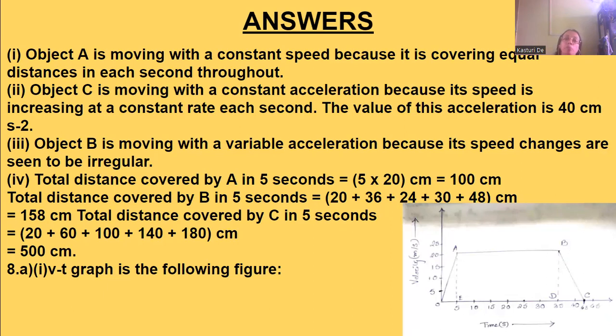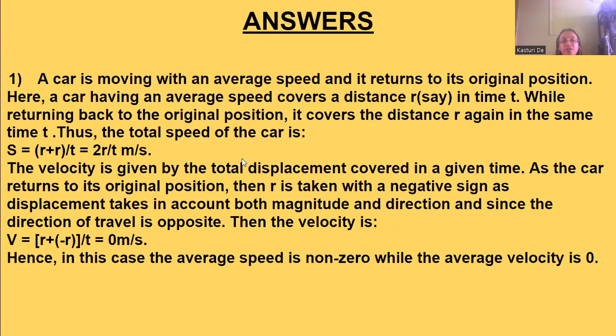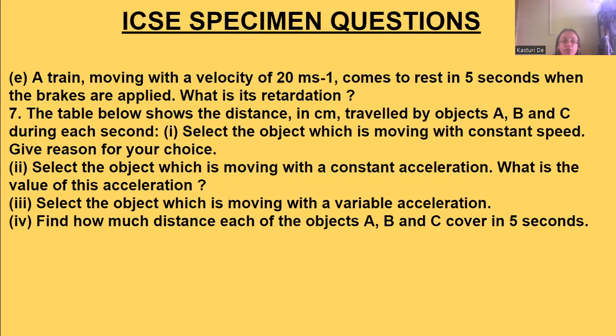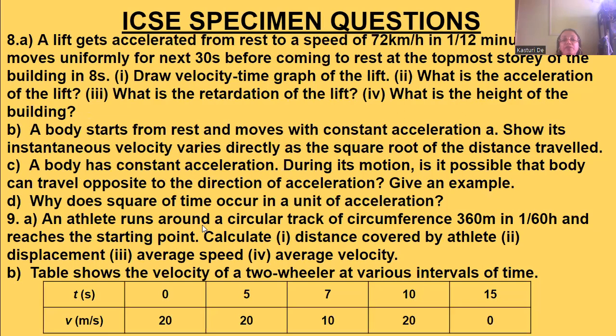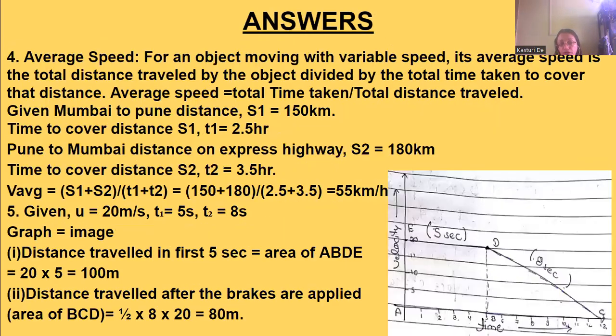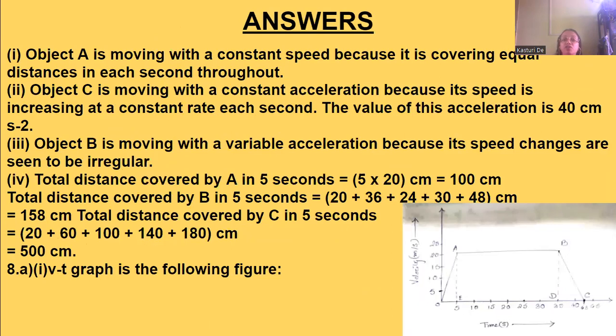Now the third question, part C of question seven: select the object which is moving with variable acceleration. That is the second one, object B. It is because we have seen from the chart that the body is constantly changing its speed. It's very irregular. Sometimes it's increasing, sometimes it's decreasing. So it's constantly changing. That's why it is variable acceleration.